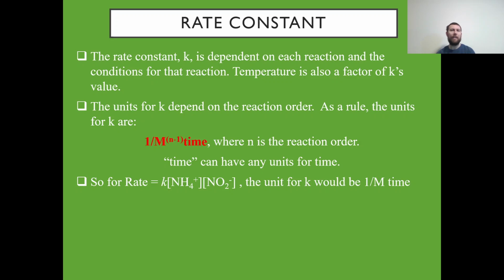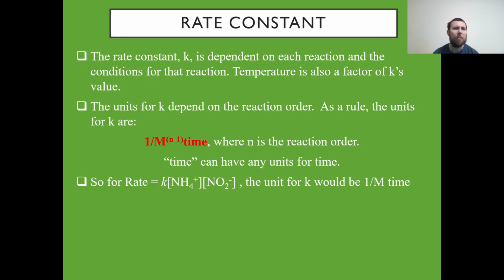All right, let's talk about this rate constant a little bit more. The rate constant K is dependent on each reaction and the conditions for that reaction. Let me just pause there for a second. That means every reaction has its own unique K value. It's kind of weird, but it's still going to be a constant for that reaction, but it's not like a universal constant like the speed of light. Now, temperature is a factor that's going to influence K's value, but for now, we're not going to take a look at that until much later on in the unit.